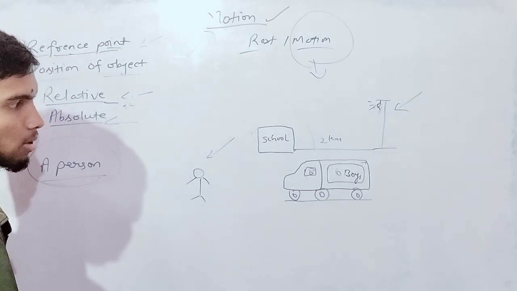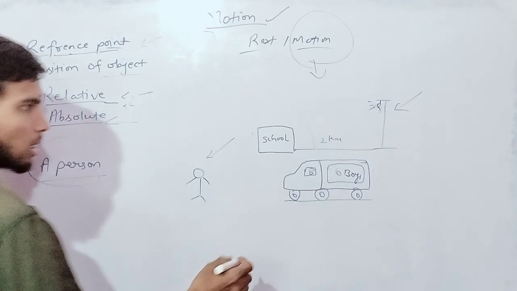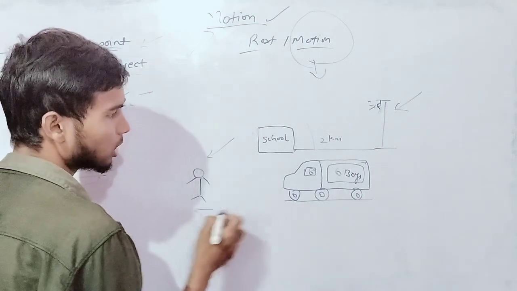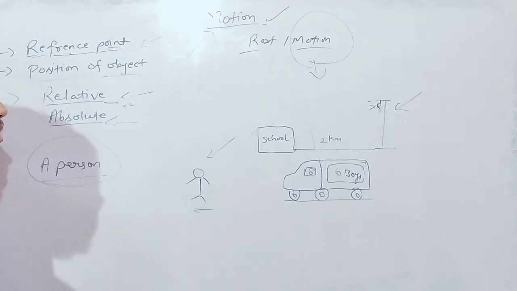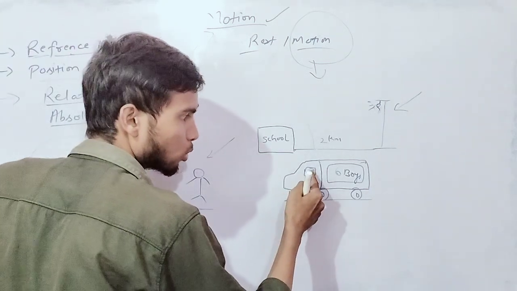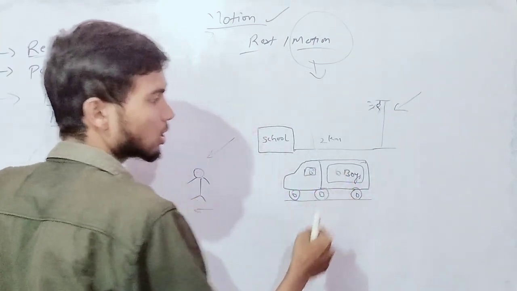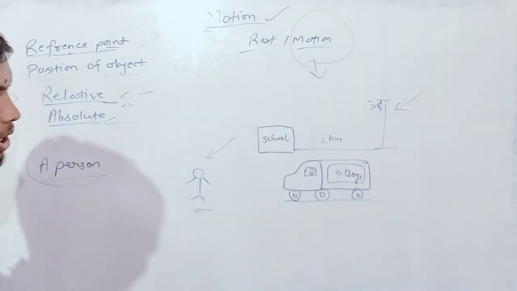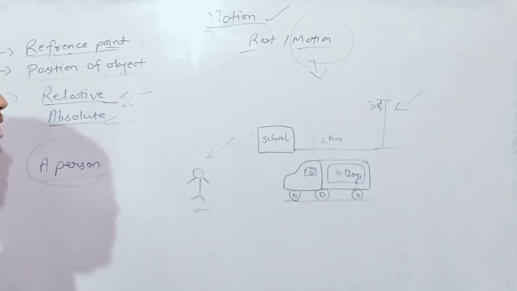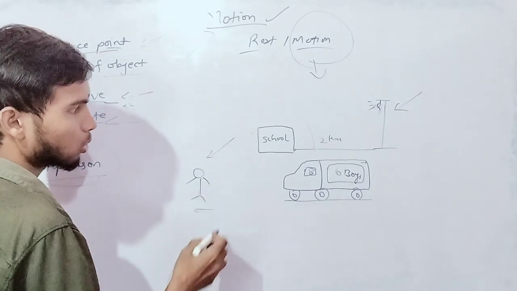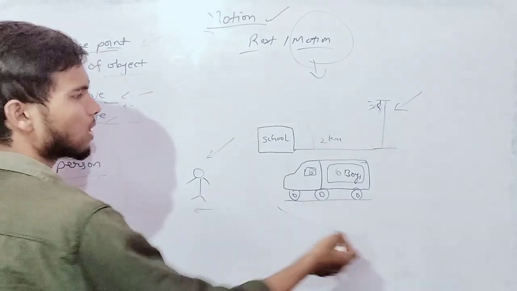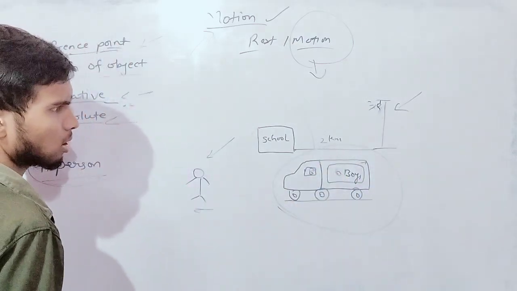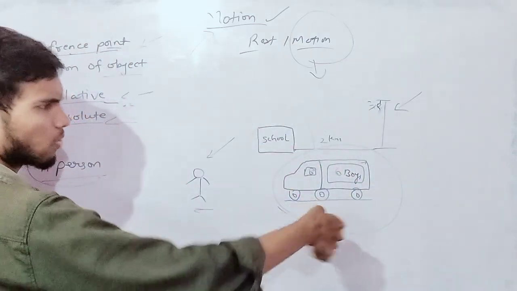Even I am getting confused. Why am I saying that the six boys will be in motion? Because according to these two boys, the six boys will be at rest. Six boys are in rest and they are not moving at all. According to this person, this vehicle is moving. According to these six, this vehicle is also moving.